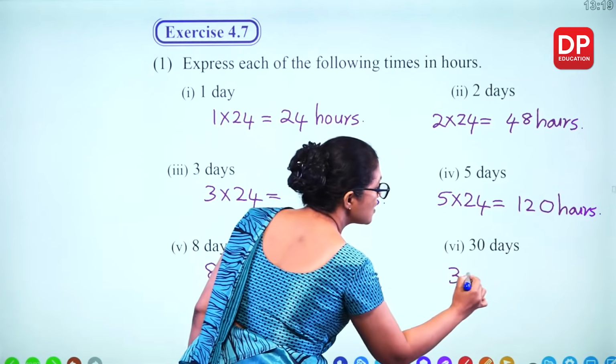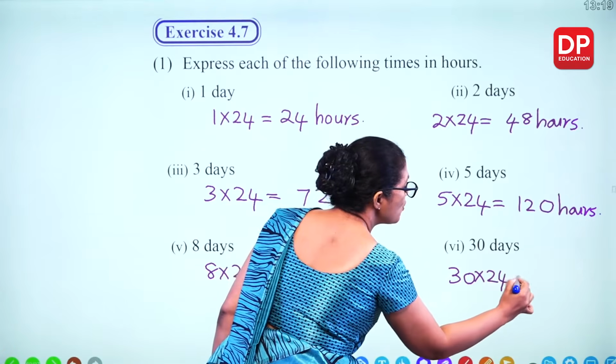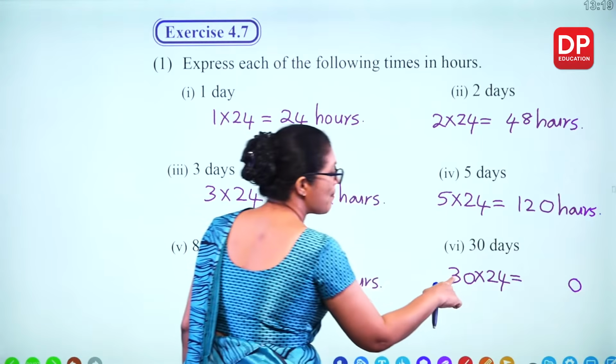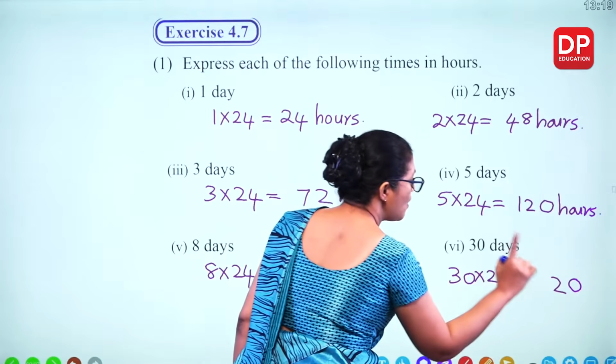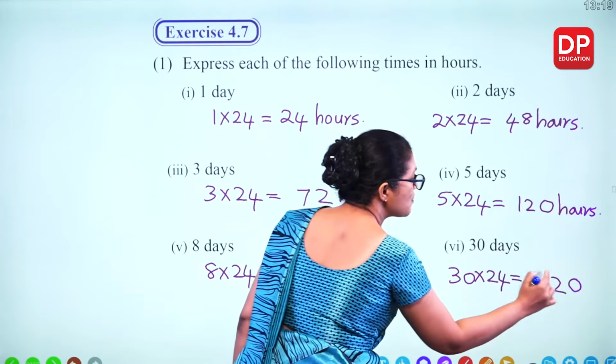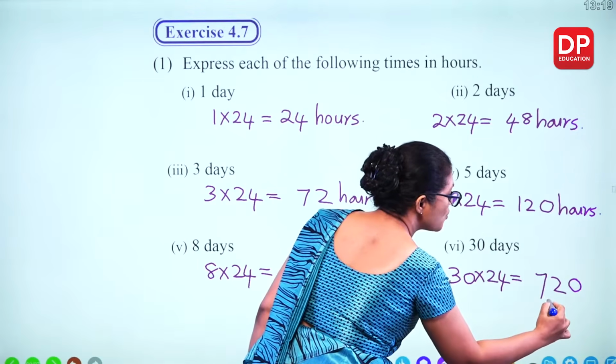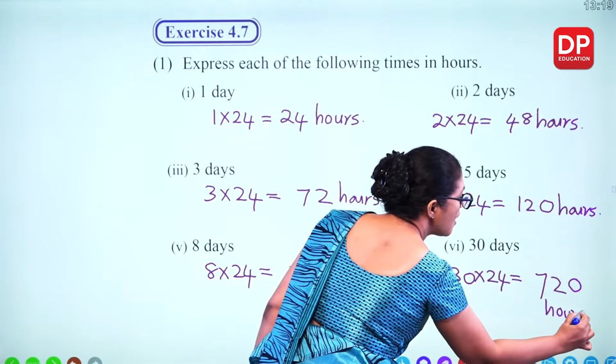30 times 24. So you can put a 0 and multiply by 3. 3 times 4, 12. 1 remaining. 3 times 2, 6 plus 1, 7. 720 hours.